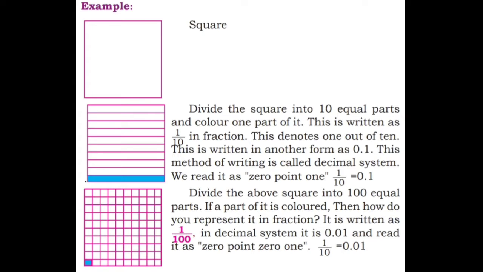Divide the above square into 100 equal parts. If a part of it is colored, then how do you represent it in a fraction? It is written as 1 by 100. In decimal system, it is 0.01 and read as 0.01. 1 by 100 is equal to 0.01.